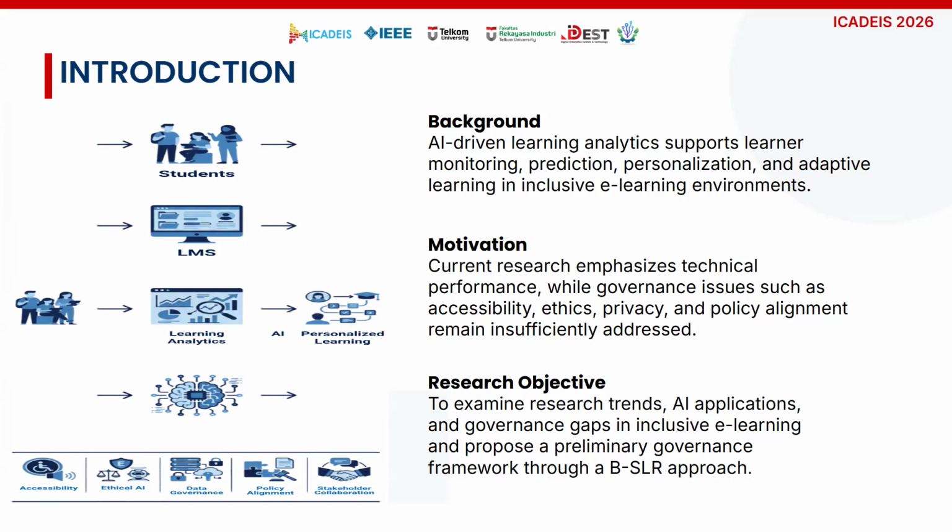But our preliminary finding is that current research emphasizes technical performance like prediction, personalization, and adaptive learning, while governance issues such as accessibility, ethics, privacy, and policy alignment remain insufficiently addressed. Based on that situation, we are trying to examine recent trends, AI applications, and governance gaps in inclusive learning, and propose a preliminary governance framework through a bibliometric and SLR approach.